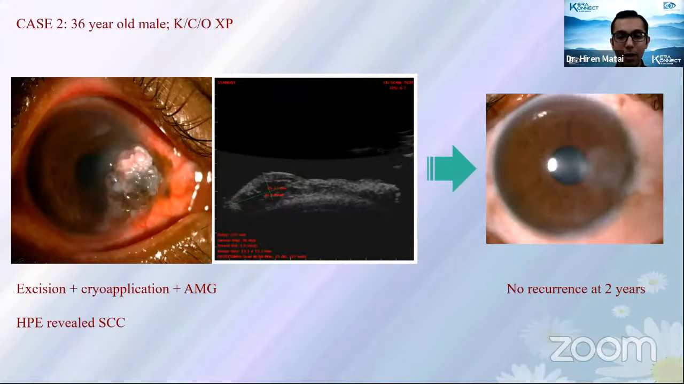The patient was a 36-year-old male, and he presented to us with a nodular pigmented mass on the cornea, as seen in the slit lamp photograph, in his right eye. On UBM, the lesion did not appear to involve the deeper layers of the cornea. Hence, it was decided to go ahead with excision along with cryoapplication and amniotic membrane grafting. In this case also, the HPE showed squamous cell carcinoma. There was no recurrence at 2 years of follow-up, as seen in the post-op image.